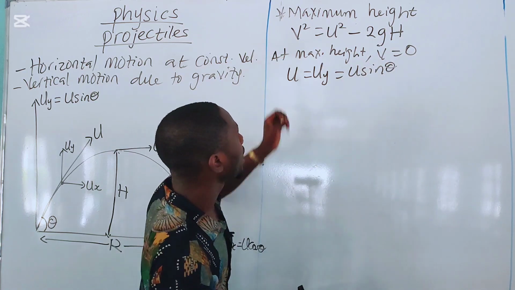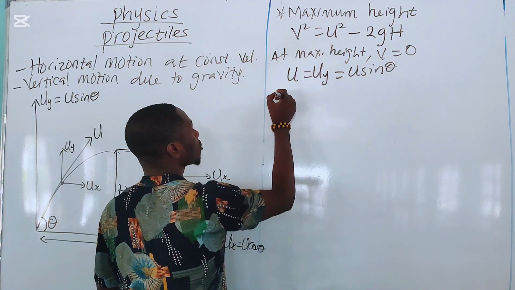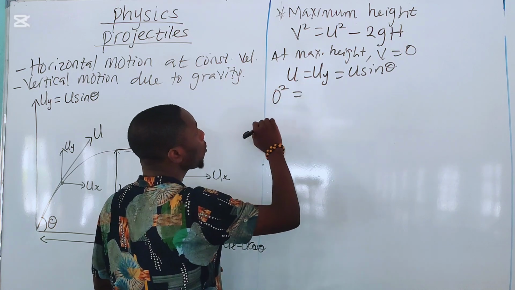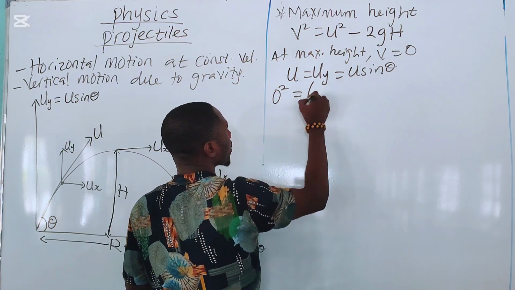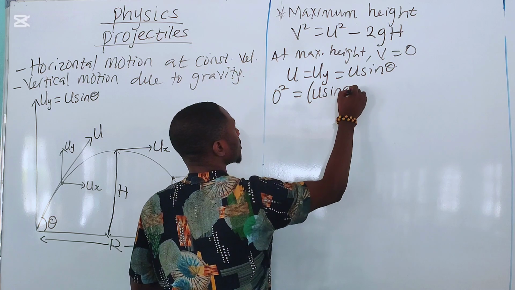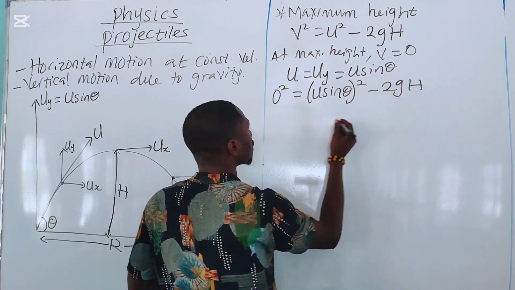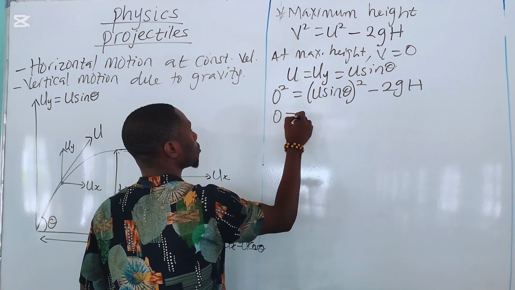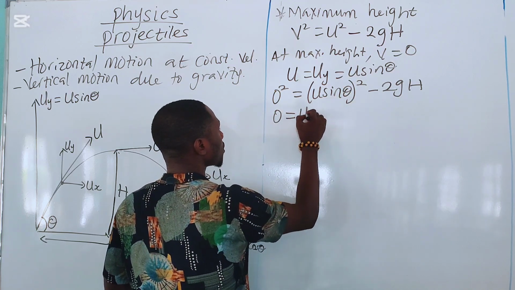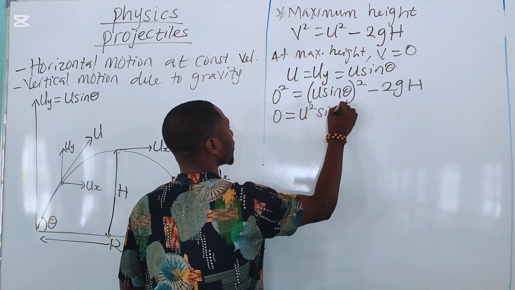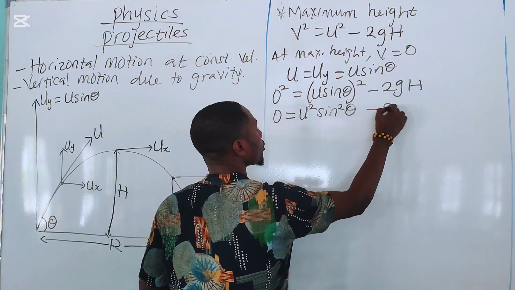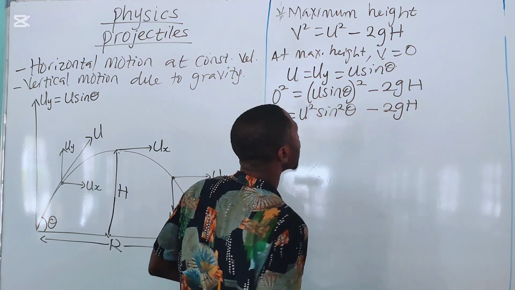Okay, so on substituting into our equation, we have v is 0, so 0 squared will be equal to u squared, which is (u sine theta) all squared, then minus 2gh. So 0 squared is still 0. When we open this bracket, that will give us u squared sine squared theta, then minus 2gh.